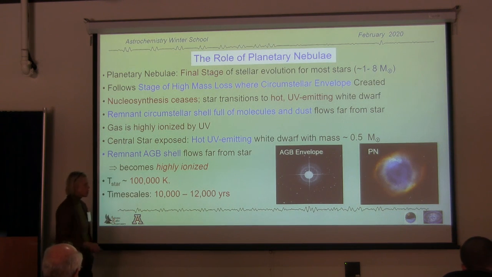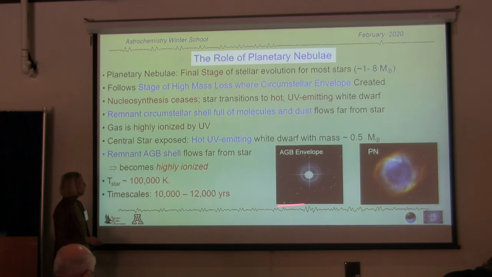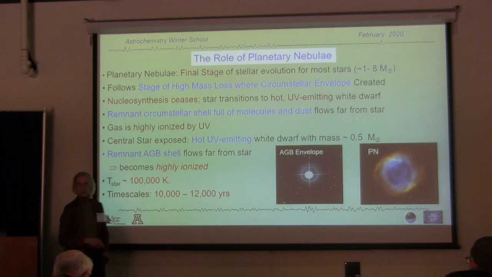The temperature of the star becomes very hot after the AGB phase. The photospheric temperature may be 2,000 Kelvin. By the time it becomes a white dwarf, it's more like 100,000 Kelvin. And planetary nebulae evolve on the order of 10 to 12,000 years. That's their lifetime.